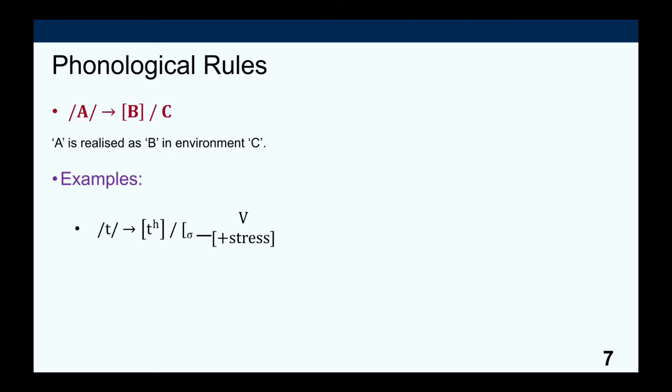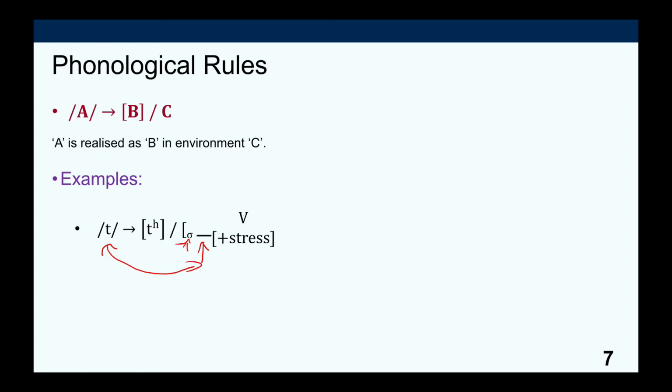For example, T is realized as aspirated T in the context of the beginning of a syllable, here using the square bracket at the left-hand side to indicate the start of a unit, the start of a syllable, which is indicated by this little sigma here. And then we have this little space. This is saying where the sound occurs, where the context is for making exactly this change. And then that occurs before a vowel that has the feature plus stress. So T is realized as aspirated in the environment at the beginning of a syllable preceding a vowel that is plus stressed.